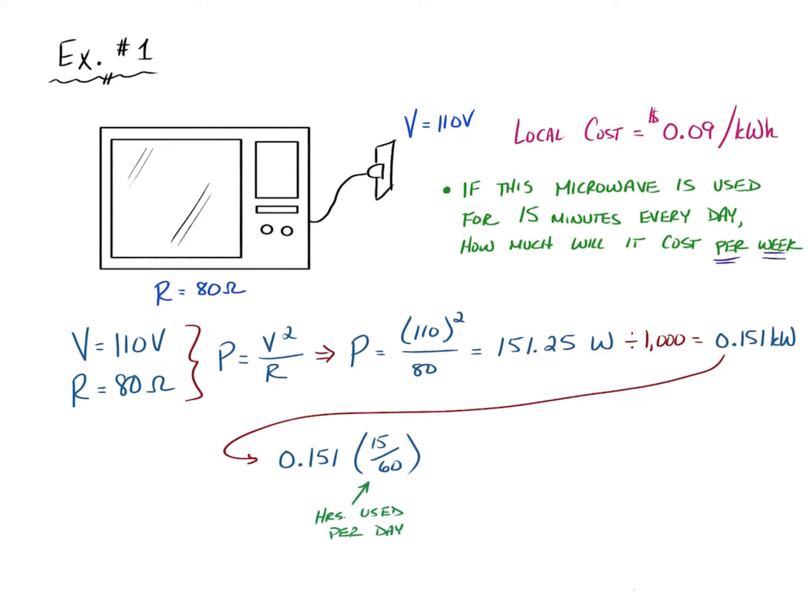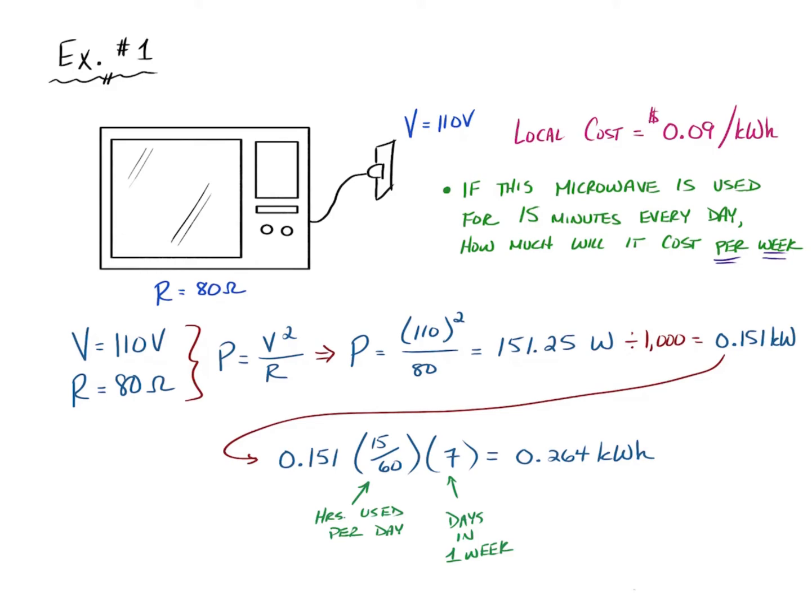So that's going to give me the kilowatts times the hours that I use it. But that would only really give me for one day. We do realize that they're asking per week. So I do want to also multiply that by 7. So to reiterate, we're taking the kilowatt output, we're multiplying it by the equivalent of 15 minutes in hours, and then we're multiplying that by the number of days in the week because that's what they want us to find the cost for.